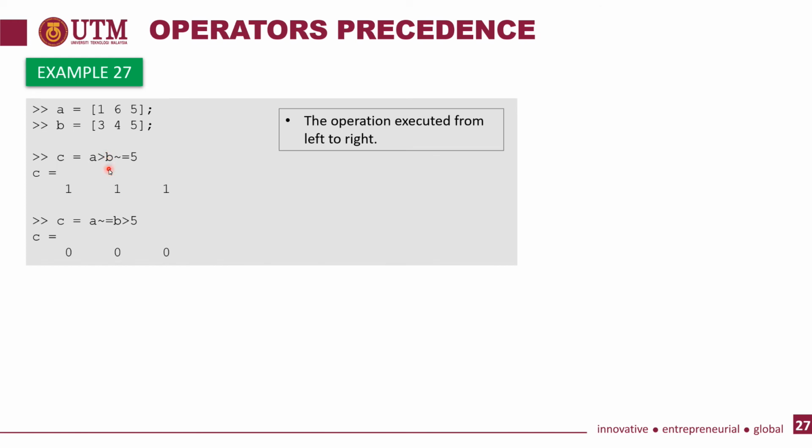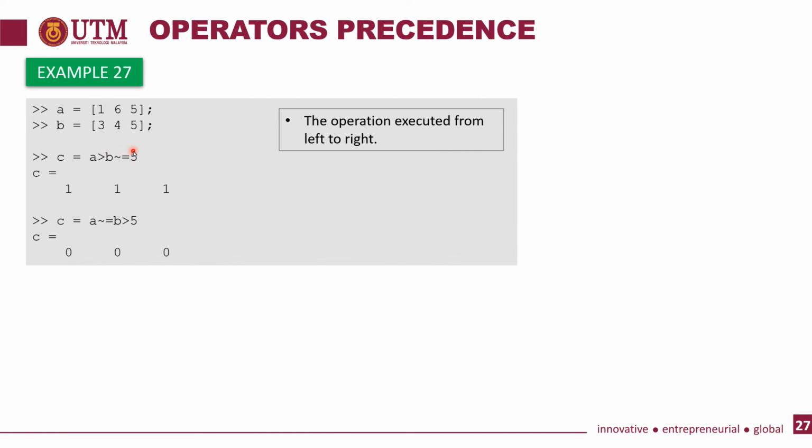Yes. When it is yes, it will become 1. Then, is 1 not equal to 5? Yes, so it will return the value of 1. Next, is 5 greater than 5? It is false, so it will return 0.